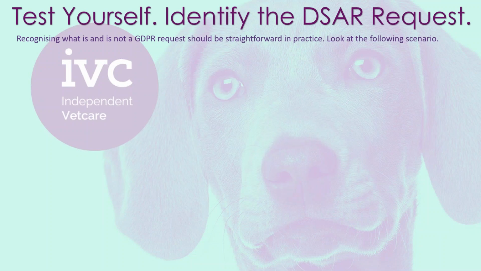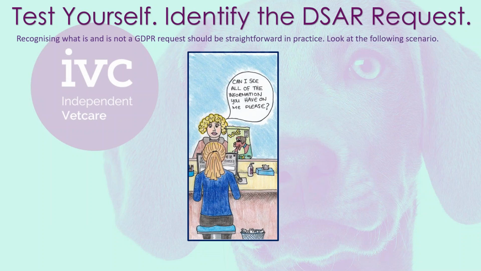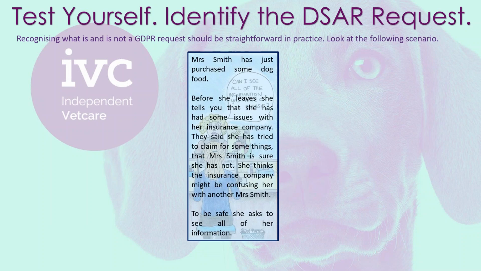So, now that we've gone over what a DSAR needs to be valid, we're going to have a look at a few scenarios. In this scenario, Mrs. Smith has just purchased some dog food. Before she leaves, she tells you that she has had some issues with her insurance company. They said she has tried to claim for some things that Mrs. Smith is sure she has not. She thinks the insurance company might be confusing her with another Mrs. Smith. To be safe, she asked to see all of the information we hold on her.